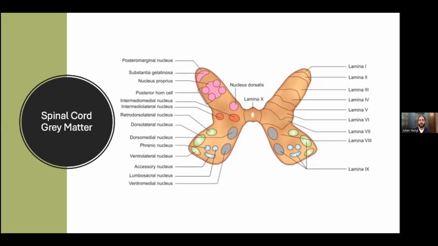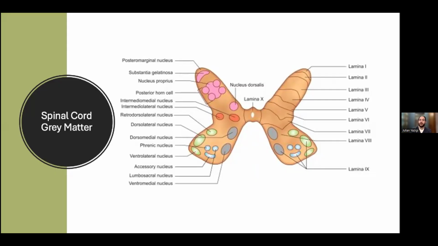Laminae 3 and 4 form the nucleus proprius, a large sensory nucleus responsible for processing touch, proprioceptive input, and integrating the early stages of sensory signal refinement. Neurons in the nucleus proprius form relay points for the spinothalamic and spinoreticular tracts.